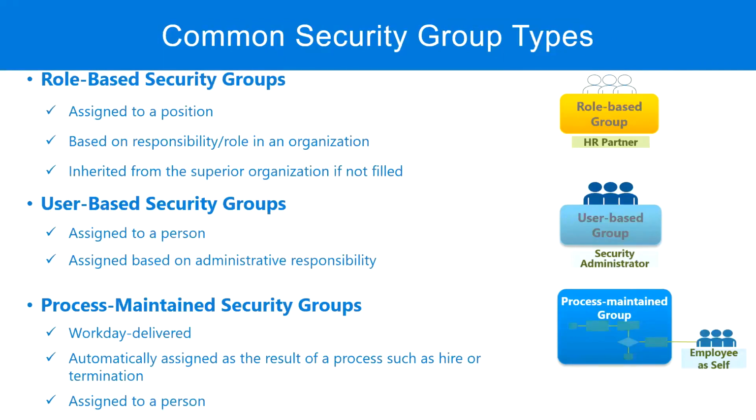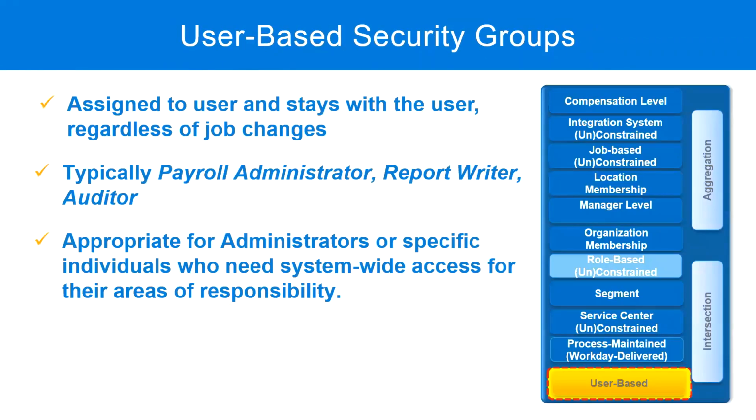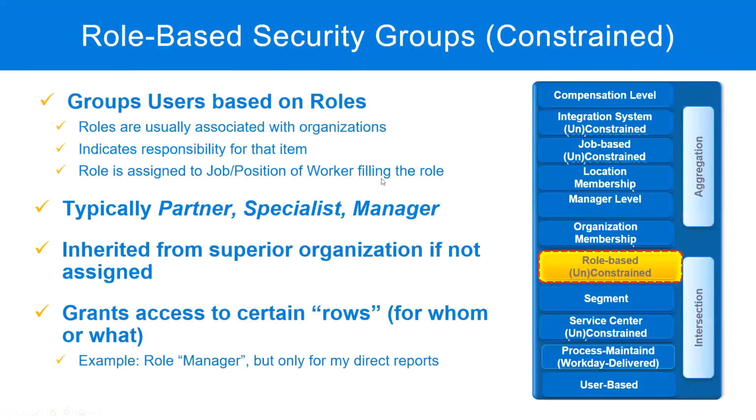And then we also started talking about a user-based security group. Now, what is the difference between a role-based and a user-based security group? Unconstrained. Perfect. Yes, because there is no constraint. So it is typically an unconstrained type of security group, and the typical examples are your administrators, auditors, report writers. These are some typical examples of a user-based security group.